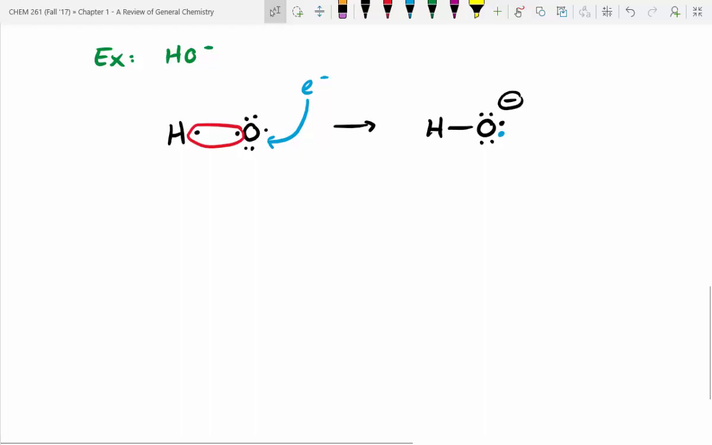Let's do another one. All right, the next one we've got NH4, and I'm going to put a plus up here. So I'll give you guys a minute to do this, but try to do the same strategy where you draw nitrogen with its valence electrons and then draw 4 hydrogens with their valence electrons and try to get them linked up.